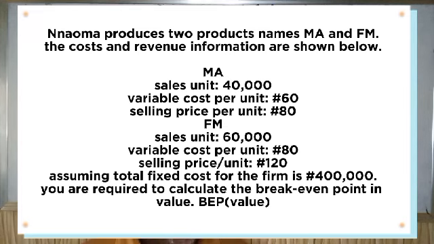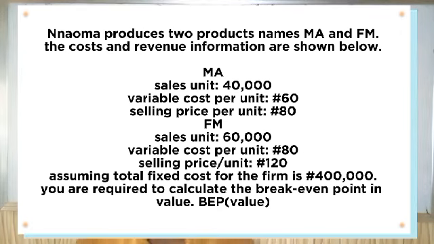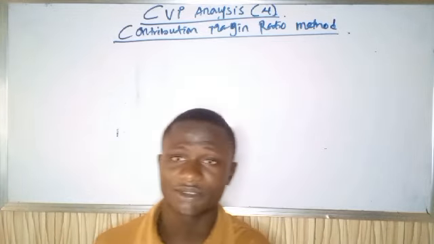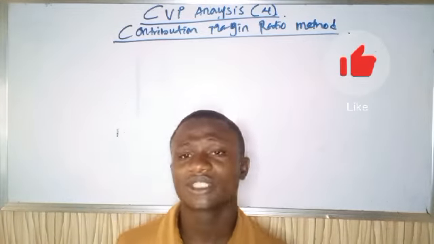So we are now told that assuming total fixed cost for the firm is 400,000 naira, what is the break-even point in units? Roman figure 1. Roman figure 2, break-even point in value. Yes, so that's the question. If you don't get any answer of the question, please take it back so that you can understand.